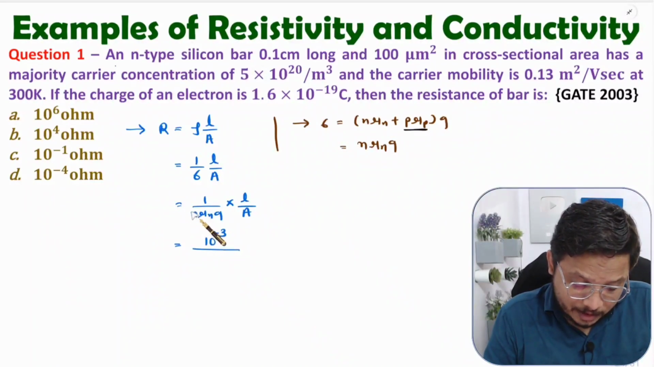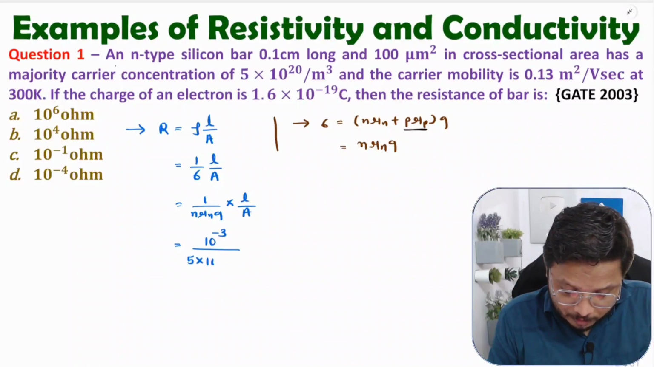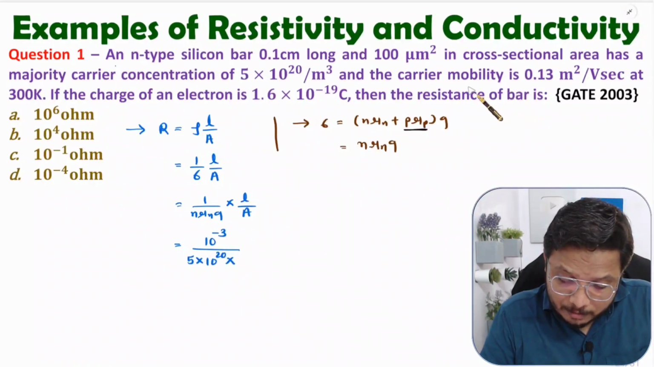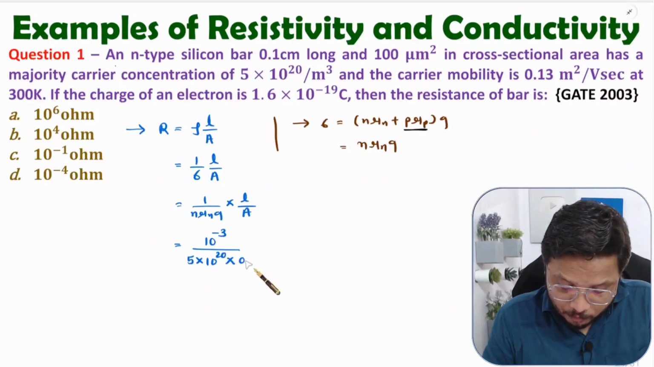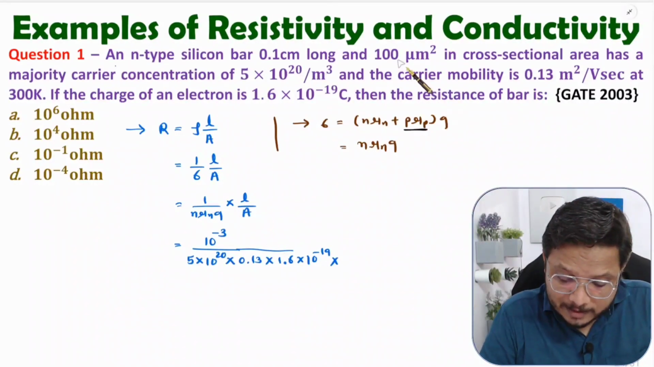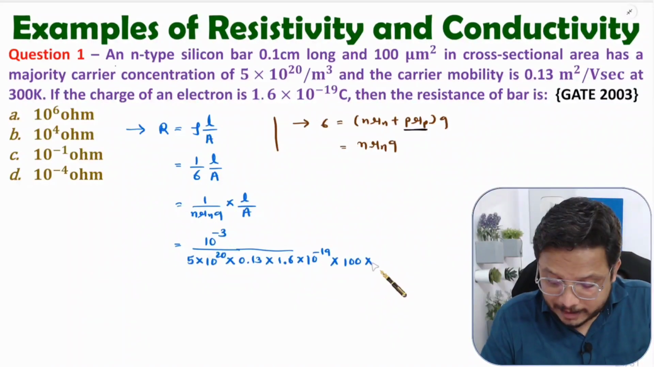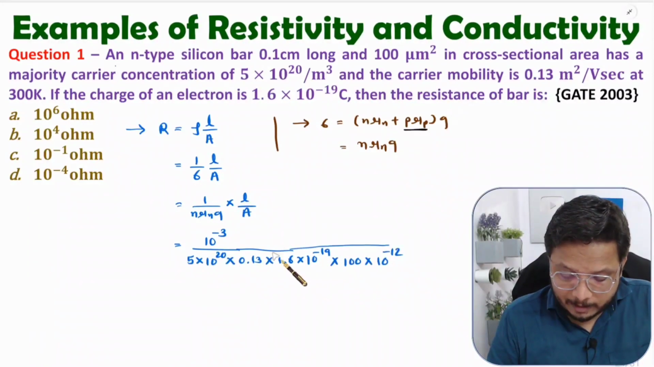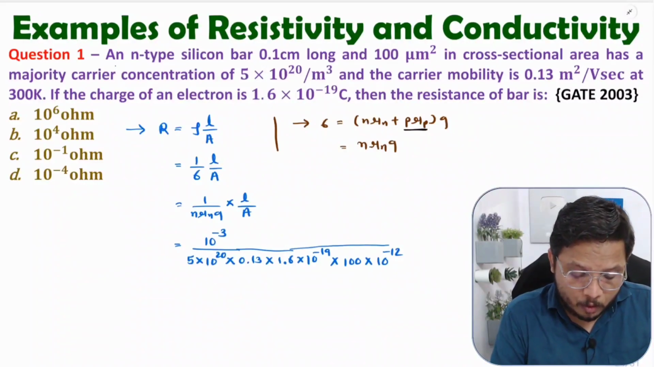Now n, the concentration of electrons that is given, 5 into 10 to the power 20 per meter cube. Mu n, mobility, that is given over here, that is 0.13 meter square per volt second. So 0.13, that is mobility. Charge of electron, that is 1.6 into 10 to the power minus 19. Then here area is there. Now you see what is the area? 100 micrometer square. So micro means 10 to the power minus 6 and square means 10 to the power minus 12. So this is how you can convert everything in terms of one dimension, and then you will be having resistance, and that resistance will be there in terms of ohm over here, right?